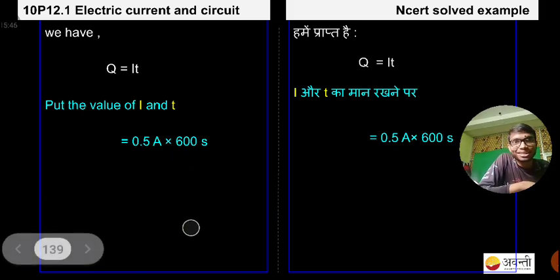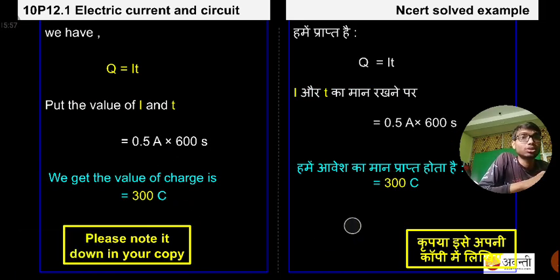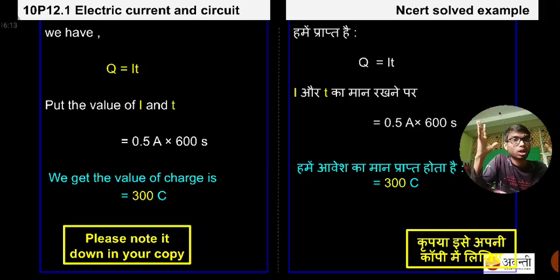Now we will have to convert this into seconds. So 600 times 0.5 is 300 coulomb. And you know 1 coulomb is equal to how many electrons? This is not a small number. When you convert this 300 coulomb into electrons, the number of electrons will be beyond your thinking.